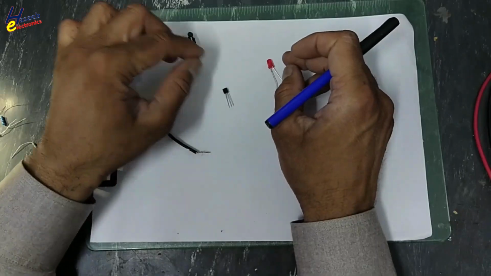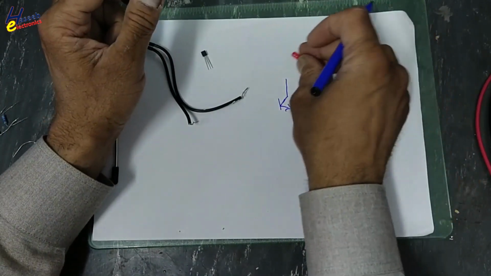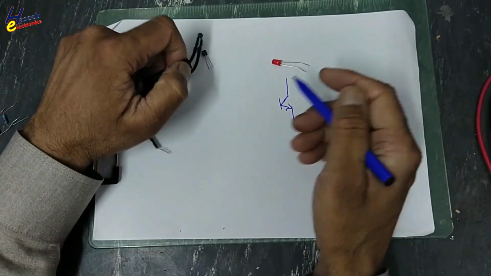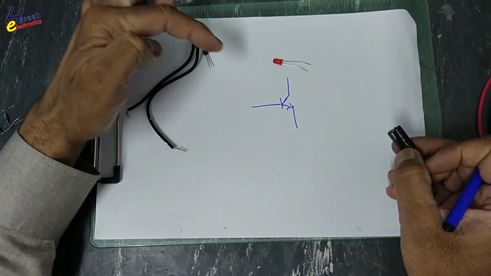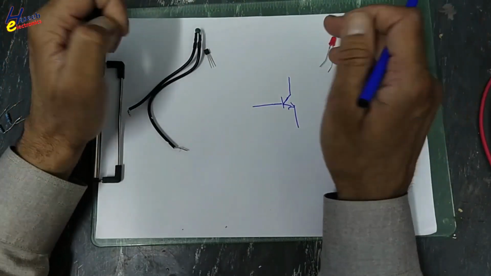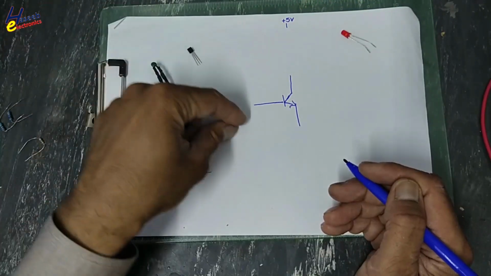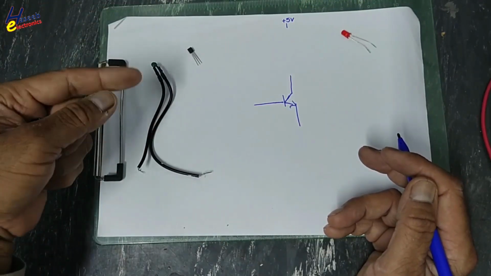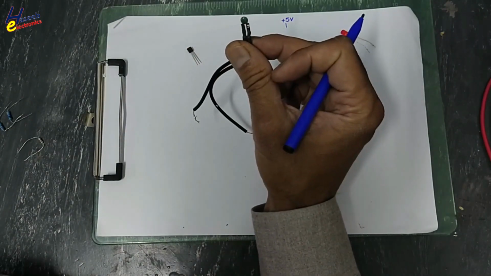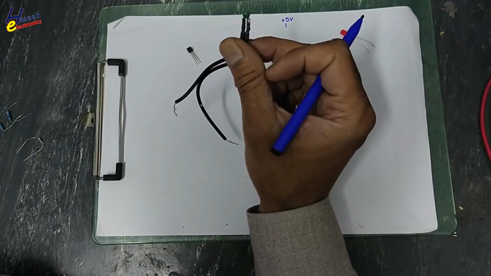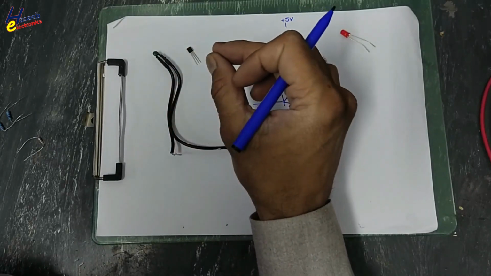I am using 2SC1815 transistor. We will use LED, and we will indicate temperature on this LED. I will use plus 5 volts. We will indicate on this LED when temperature will increase, it will give visible light. It is 103. That means at 25 degrees Celsius, its resistance is 10K.